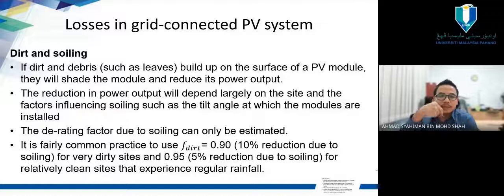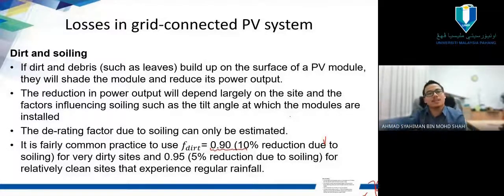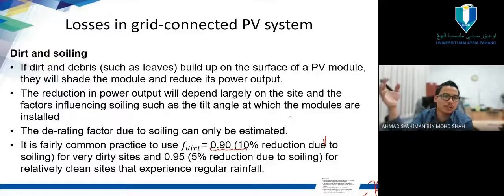So the relative factor: it is a fairly common practice to use an F dirt of 10% reduction due to soiling for very dirty sites, and 0.95% reduction due to soiling for relatively clean sites that experience regular rainfall. It means the worst case. If you live in a place or house located near a construction site, you need to consider that 10% dirt factor. For very dirty sites, it won't reach 50%, but 10%. That is the worst case, or living in the Sahara desert, for example, maybe more than 10%, 15%.